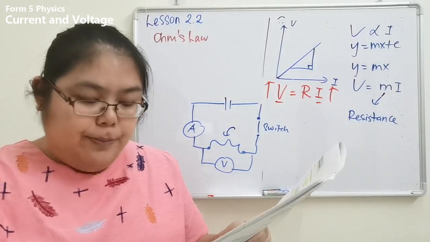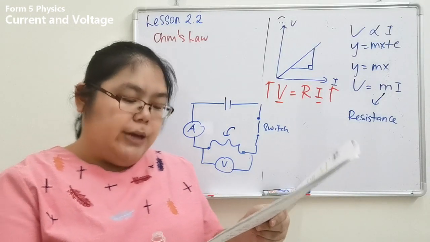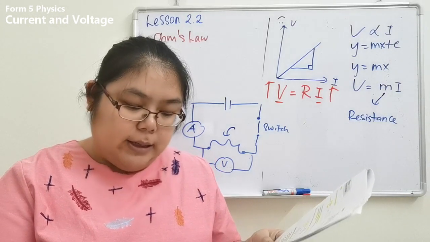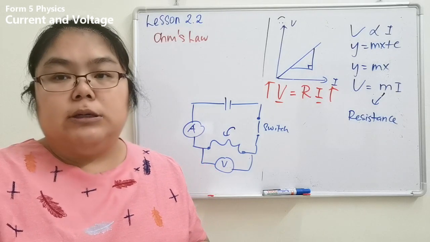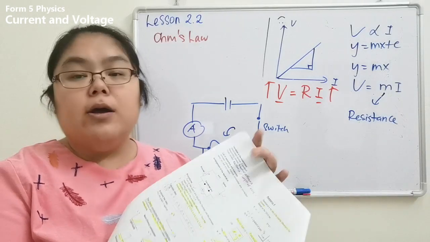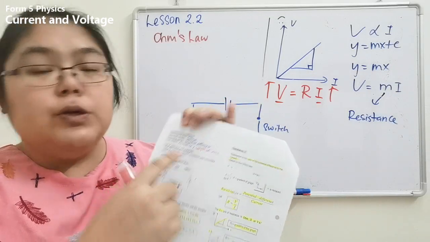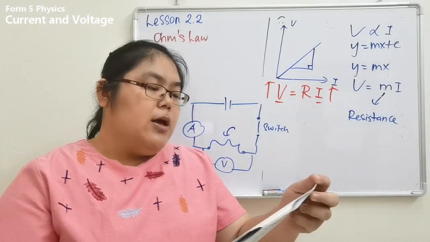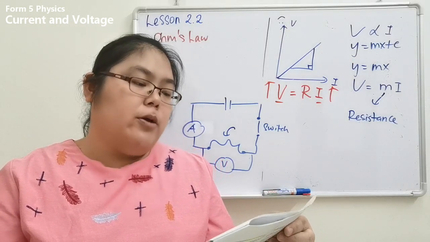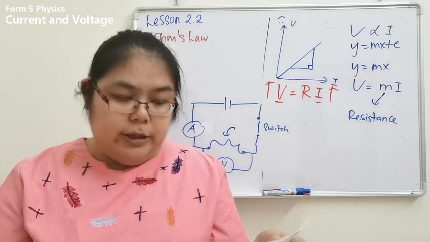Okay, let's see the aim. The aim is to investigate the relationship between the potential difference and the current in a metal conductor, using a metal conductor. Variables here are also empty, so you need to write the variables. Manipulated variable, we choose the current. Responding variable is surely the potential difference.